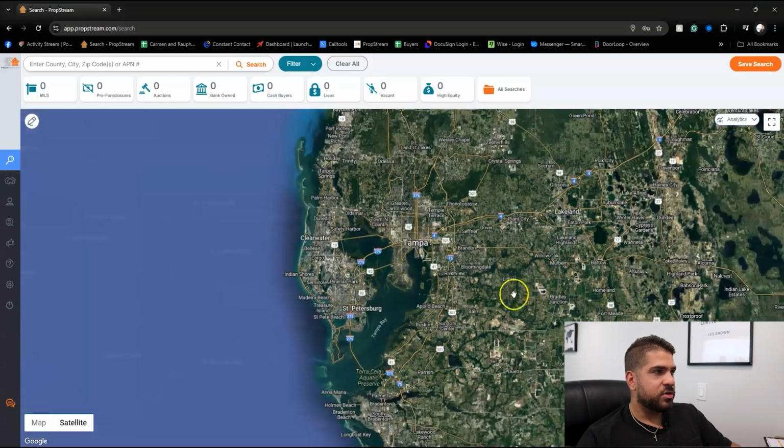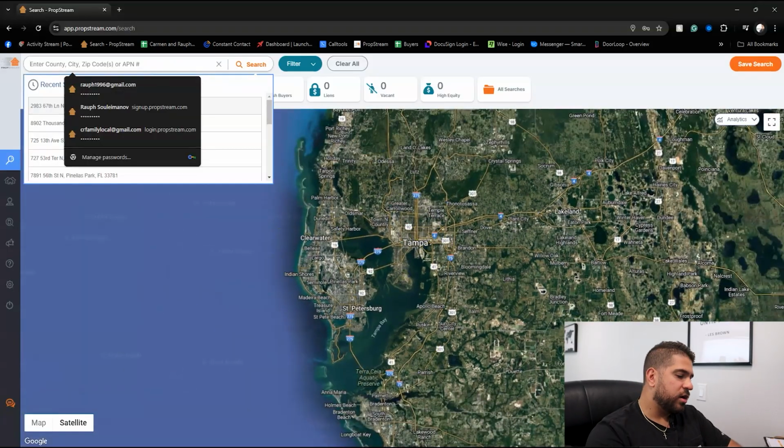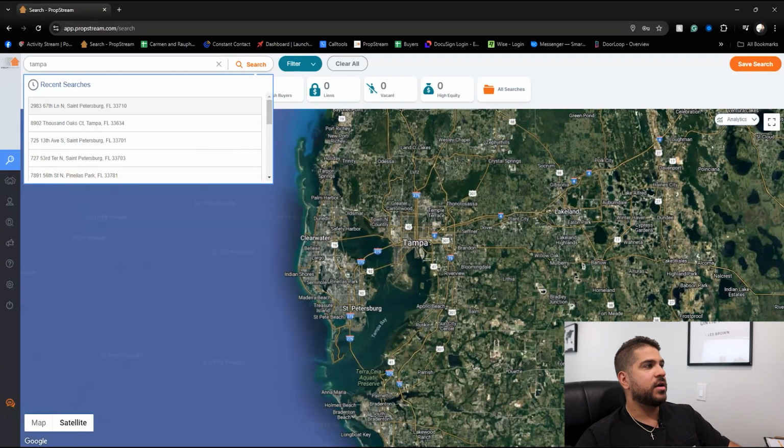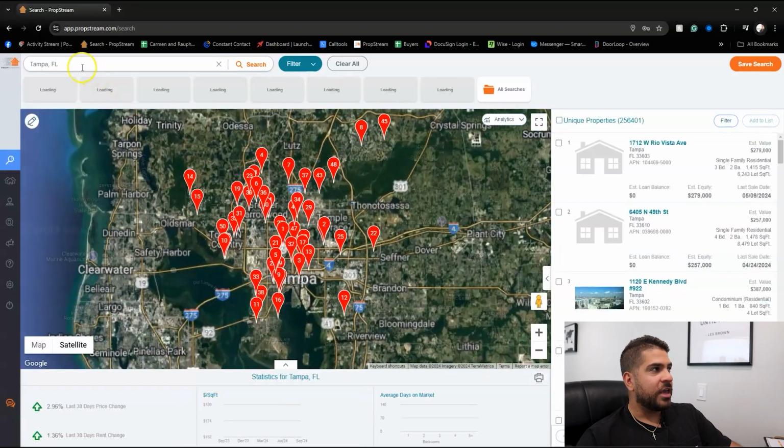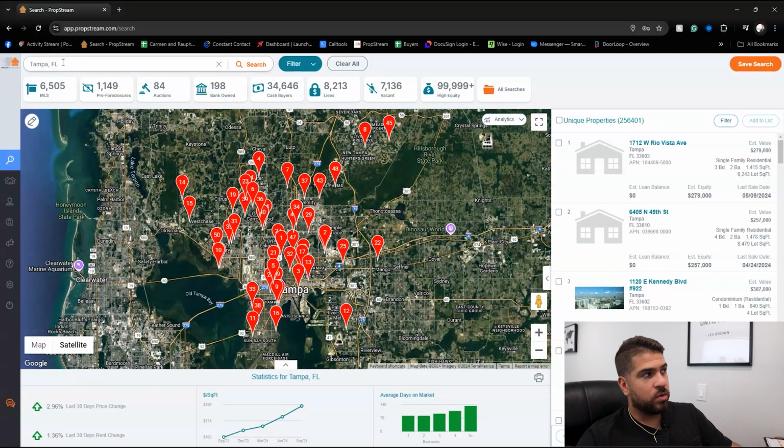So you come into Propstream. Let's say you are trying to work on Tampa, Florida. So here in the search bar, which is really cool, you can put in an address, a city, a county, or you can even enter a zip code. In all of those situations, it will be able to give you results.